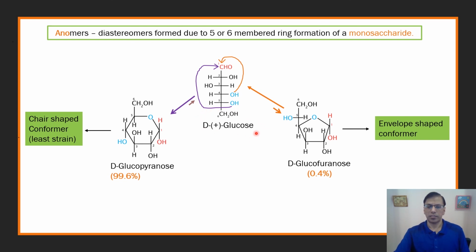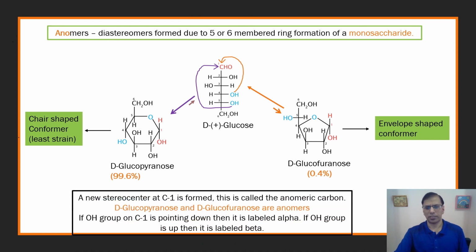So D-glucose in the straight Fischer projection, or open chain, is about 0.03%, so very small amounts, and it equilibrates rapidly between the D-glucopyranose and D-glucofuranose structures.